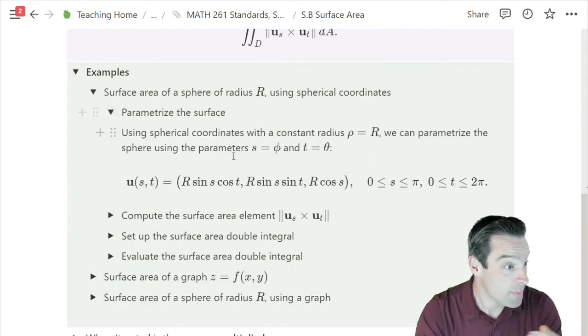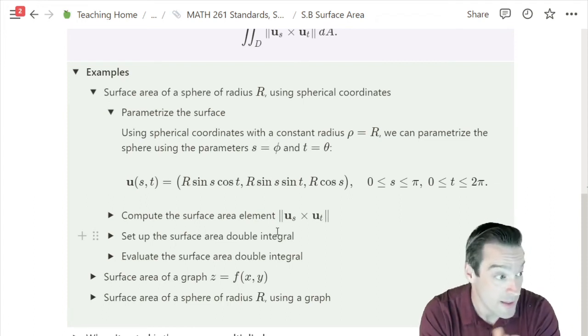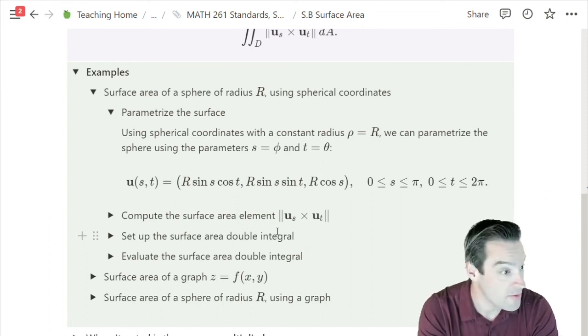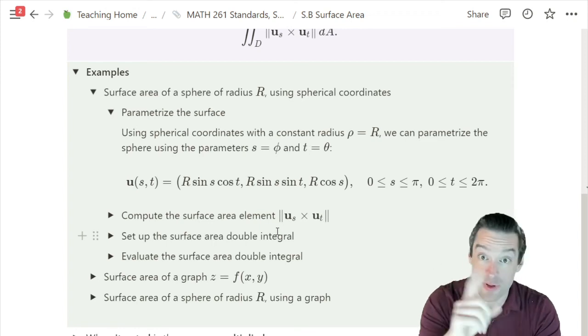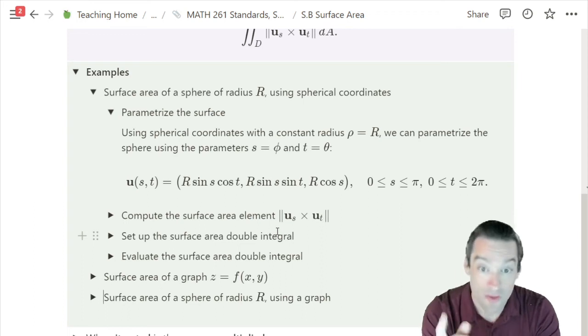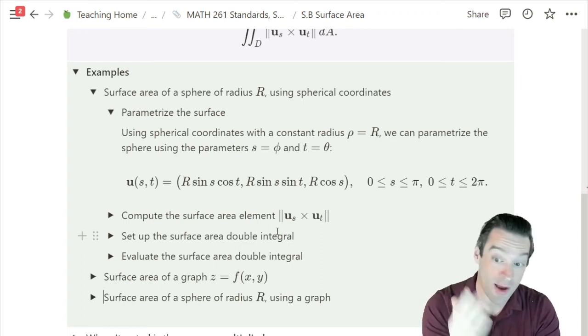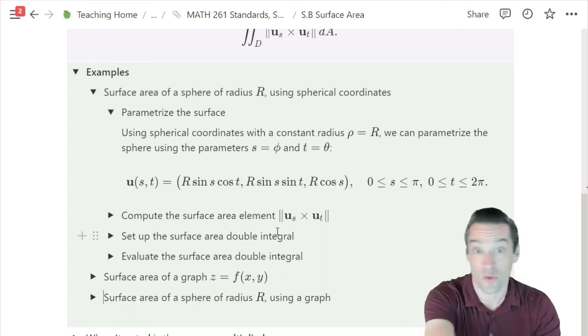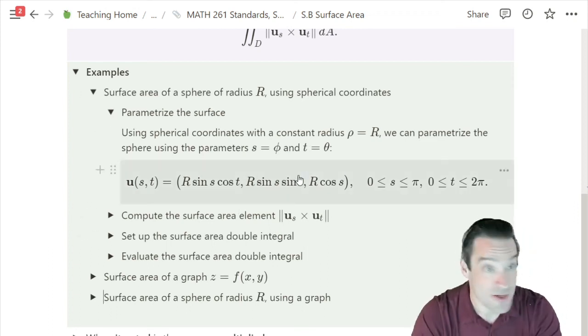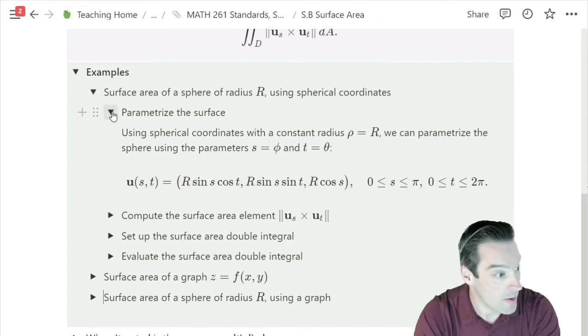Well, we've got to pull that parameterization off the shelf, right? We can parameterize a sphere by r sine s cosine t, r sine s sine t, and r cosine s, where r is the radius of my sphere, and s, the azimuthal angle, ranges from 0 to pi, so north pole to south pole, and t, the longitudinal angle, ranges from 0 to 2 pi, so from the prime meridian all the way around the globe back to the prime meridian again. So there's a parameterization for the sphere of radius capital R.